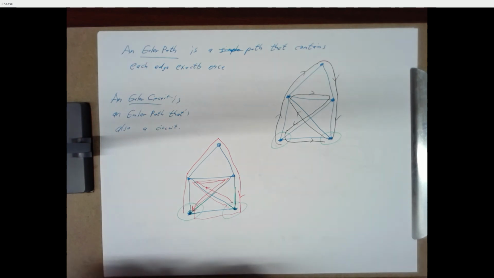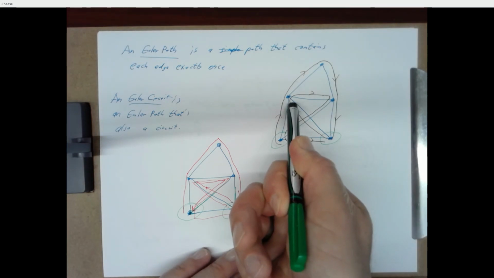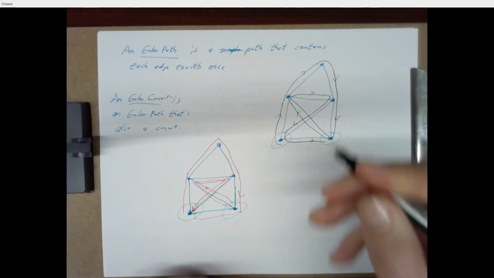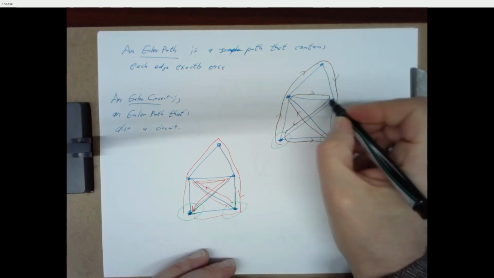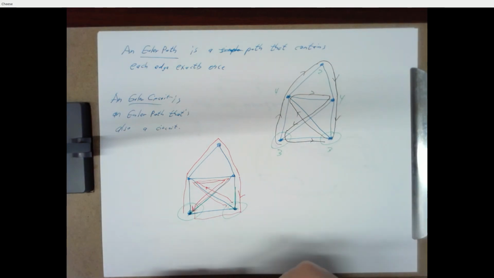but we can't begin or end anywhere else, right? If we began here, this would end up having an odd degree. Same here, and these have even degree, right? 2, 4, and 4. These have odd degree, 3 and 3.